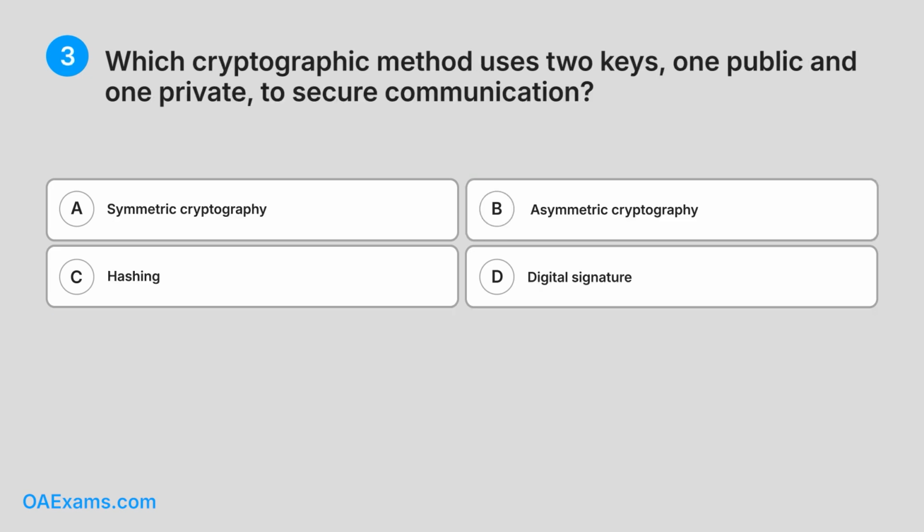3. Which cryptographic method uses two keys, one public and one private, to secure communication? A. Symmetric cryptography. B. Asymmetric cryptography. C. Hashing. D. Digital signature. Do you know the answer?